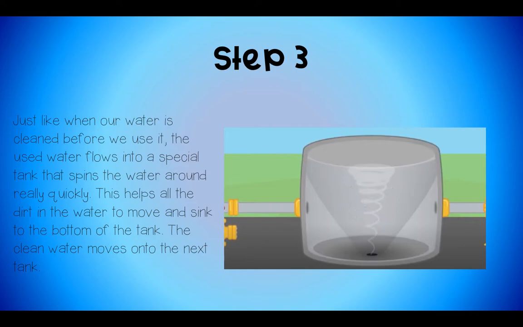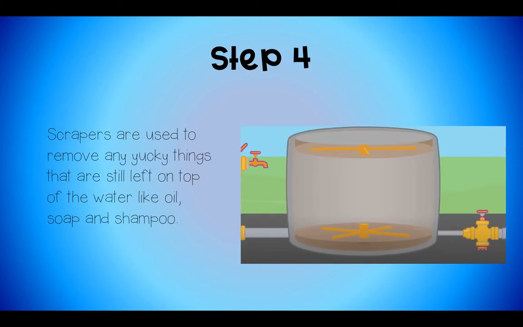Step 3. Just like when our water is cleaned before we use it, the used water flows into a special tank after the screen that spins the water around really quickly. This helps all the dirt in the water to move and sink to the bottom of the tank. The clean water then moves on to the next tank.